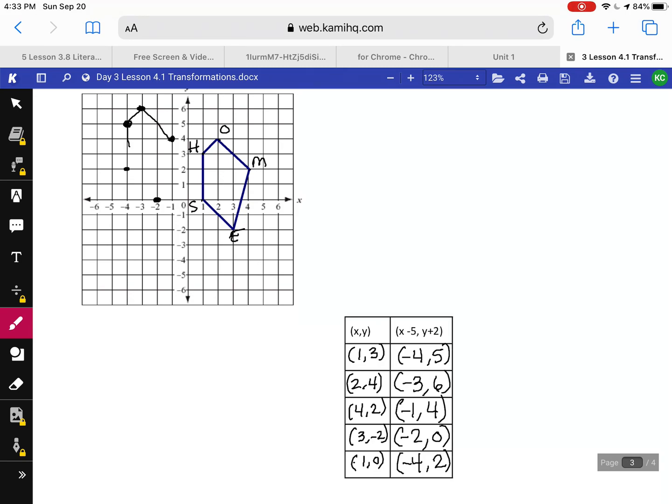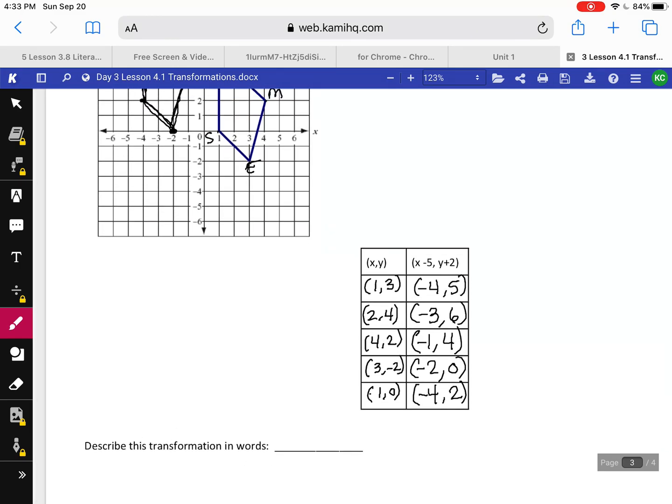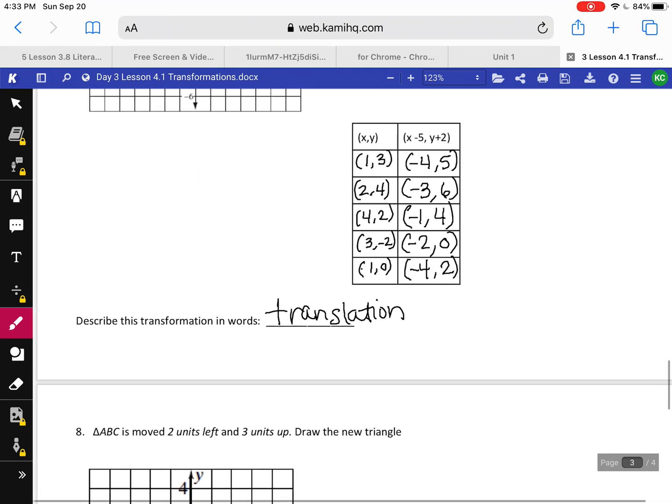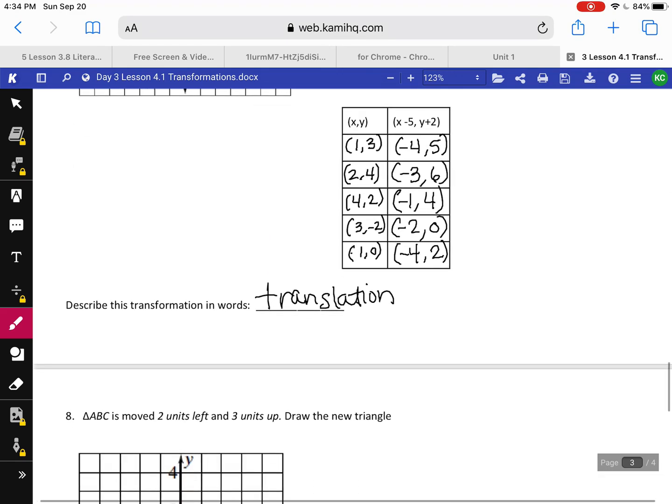We can see here the orientation of the shape remains the same. The shape looks the same. It truly has just been shifted with a rule onto the graph. And so when we shift and when we slide, we know that we are talking about translation. Now, let's think about how this translation happened. It's simply taking the x and y value and applying a set rule for all points.